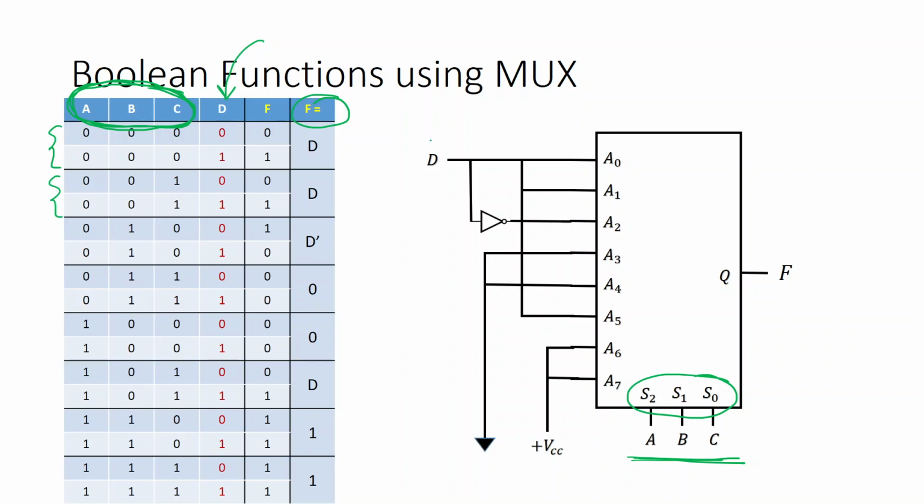So I will connect the remaining bit D to A0 directly, because when ABC is 0, 0, 0, A0 is going to come at Q, and I need that as D, because my F is the same as D. If D is 0, 0 is coming here. If D is 1, 1 is coming here, and that is how it should be. So that is the thing that I need to do. I need to first evaluate F in terms of D, and you see I have done that exactly.